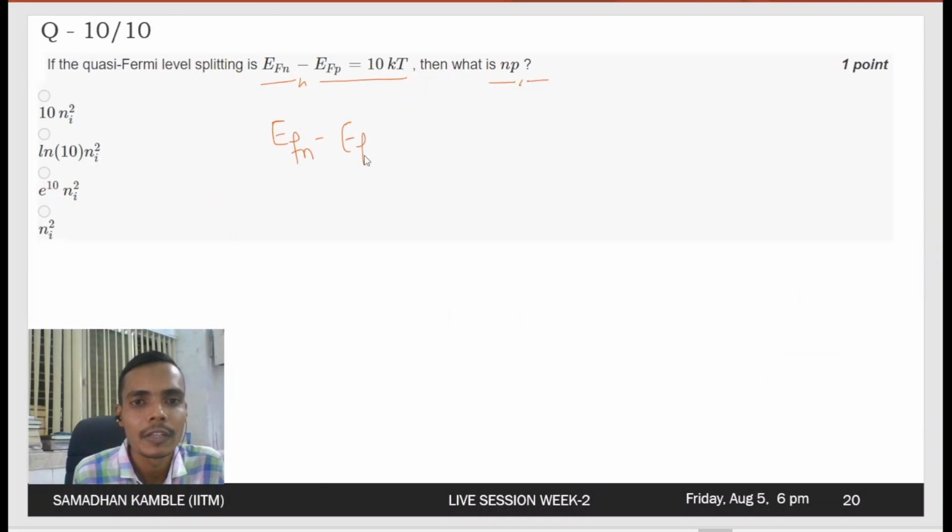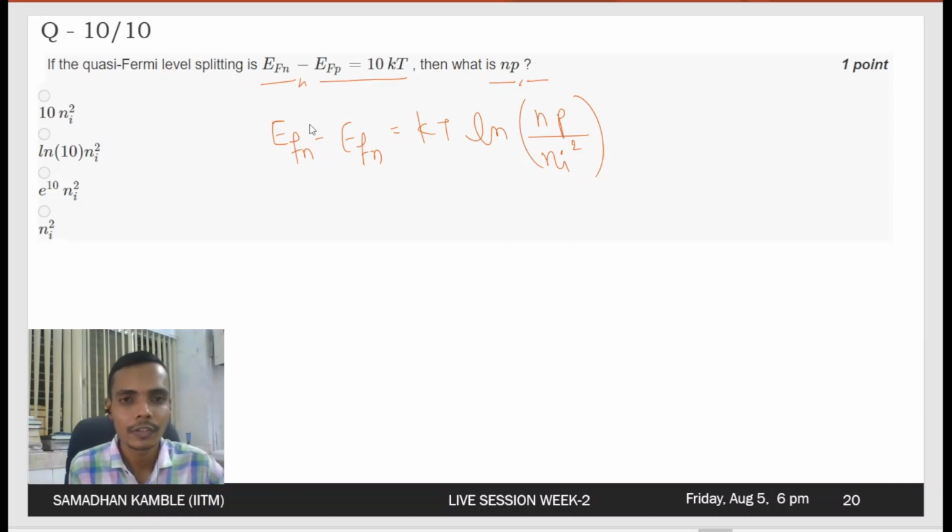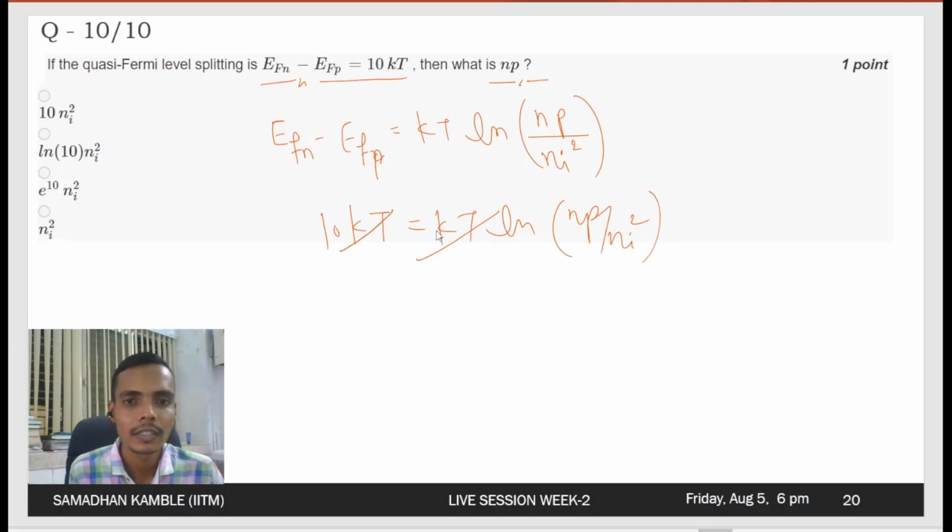EFN minus EFP becomes KT times ln of np over Ni squared. Let's substitute the value of EFN minus EFP here. That is 10 times KT equal to KT ln of np over Ni squared. We can cancel KT. Let us take the exponential on both sides. Exponential of 10 is equal to the exponential to the power ln, which goes to 1. It will have np over Ni squared.